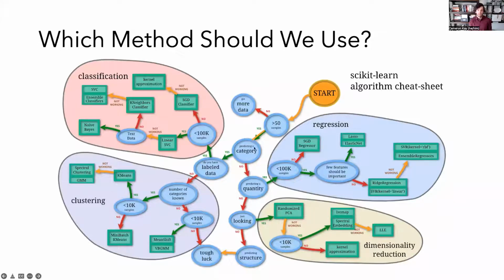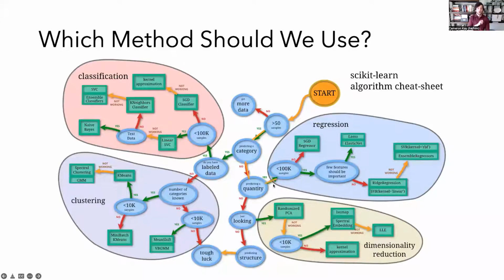Then we come over here and our next question is, are we predicting a category? Well, no. In this case, we're predicting how much coffee a person is going to buy in ounces, so that's a continuous variable. So we say no, and then we ask, are we predicting a quantity? And if we say no, we're just looking, right? We might go to dimensionality reduction.